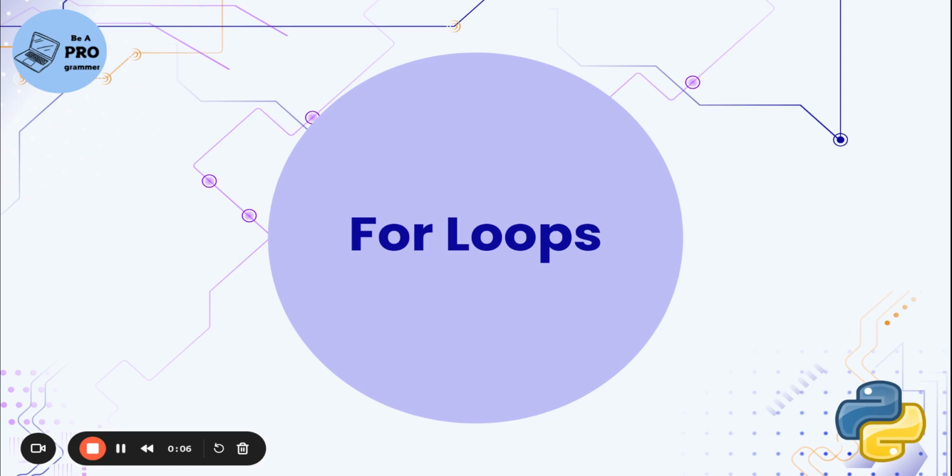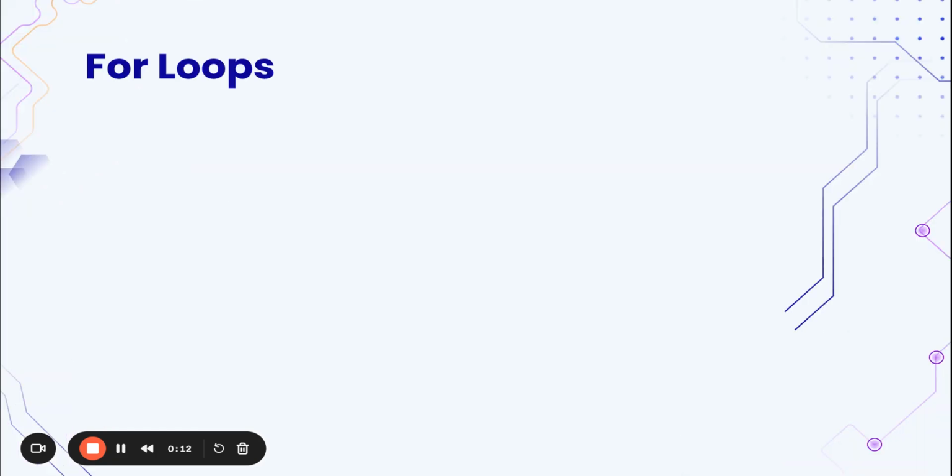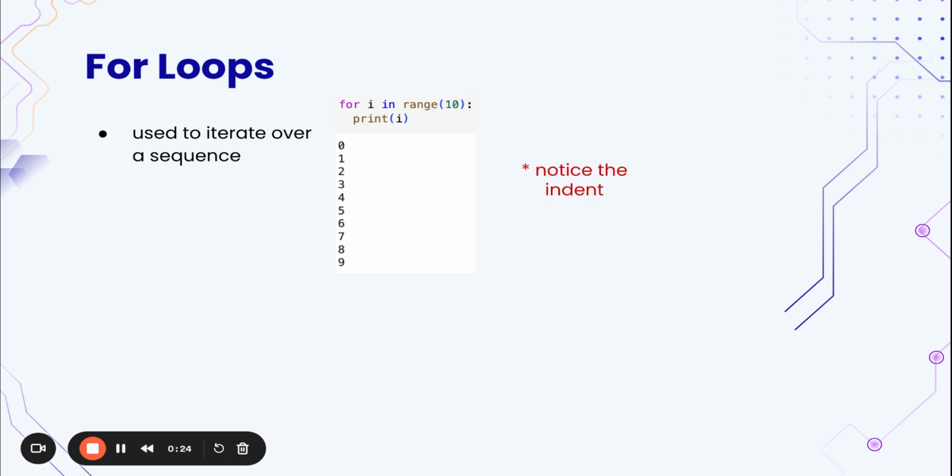Hi, in this video we will discuss a fundamental concept in Python, for loops. For loops are used to iterate over a sequence. Here's an example: for i in range(10): print(i). And notice the indent right here.